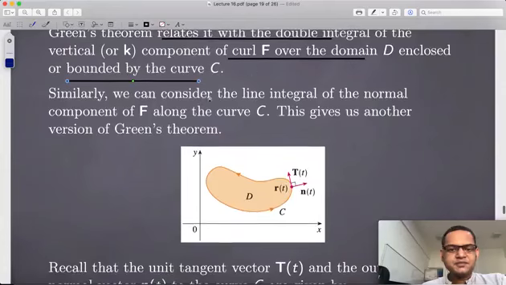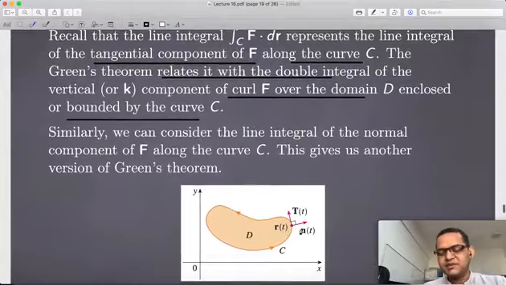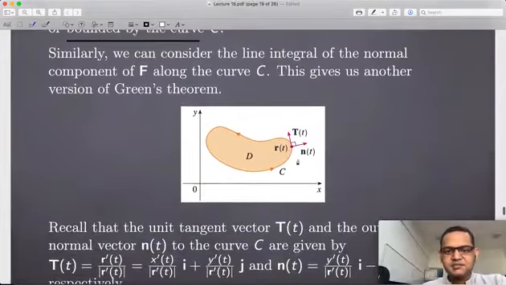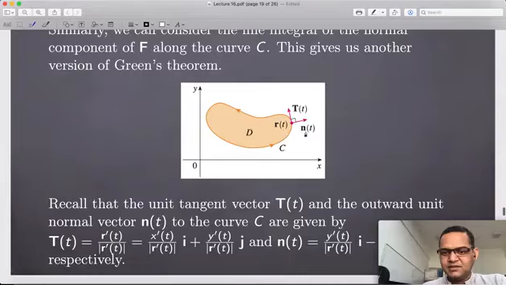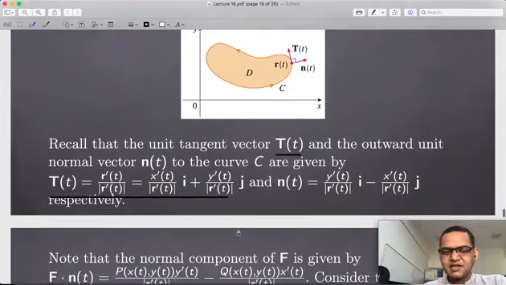Now what we can do is also consider the normal component. For example, if I talk about the line integral along the normal component, what do I get? This basically gives you another version of Green's theorem. One has to first write down the equation of the normal vector here. You know that the unit tangent is written like this in terms of the parameters. So if the curve is parameterized by x and y, then the unit tangent vector is basically, you look at the derivative and divide by its length, isn't it?